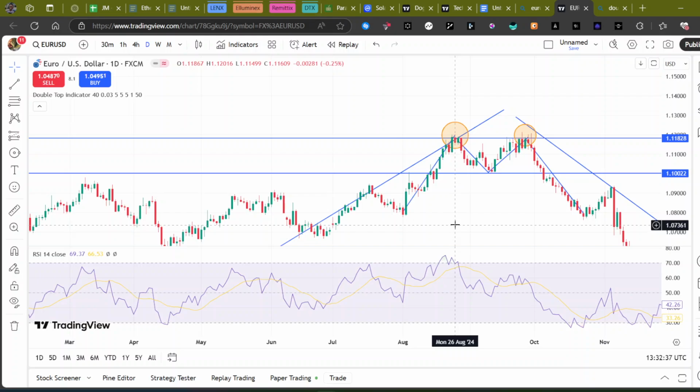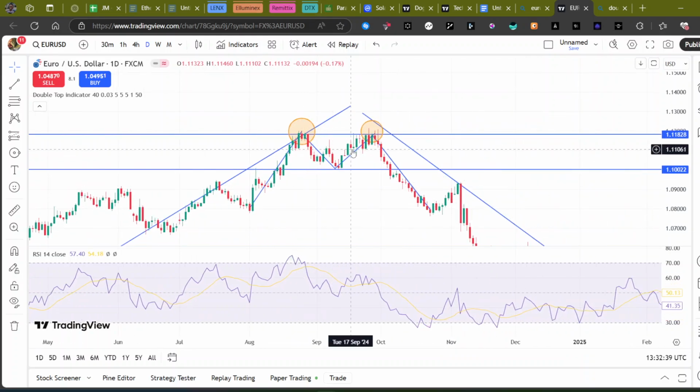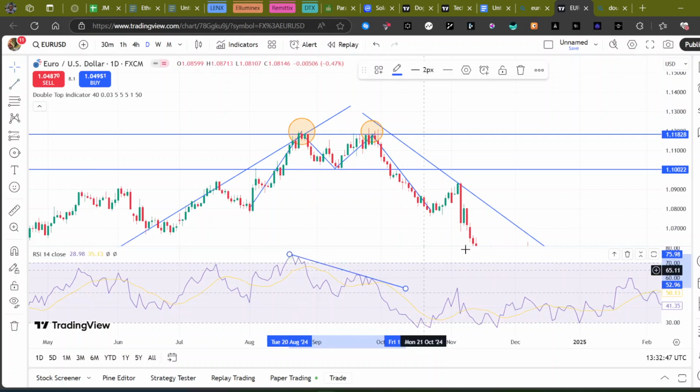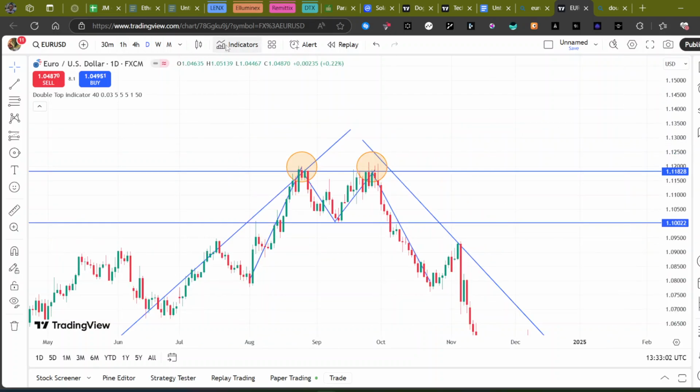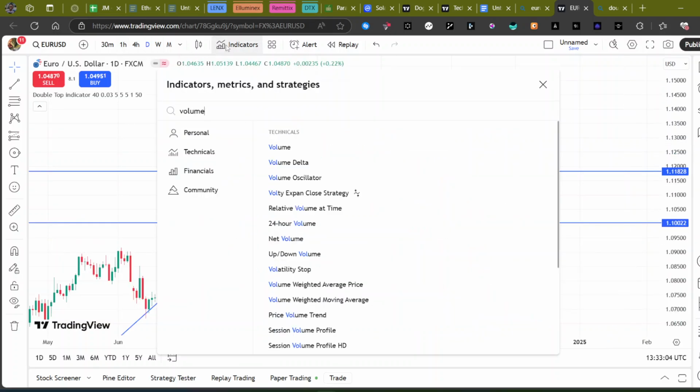In a situation whereby price forms a double top, but the RSI is making lower highs, can you see? We had that form around here. So whenever price forms a double top, but RSI is making lower highs, this is a strong bearish divergence, signaling weakness in the uptrend.